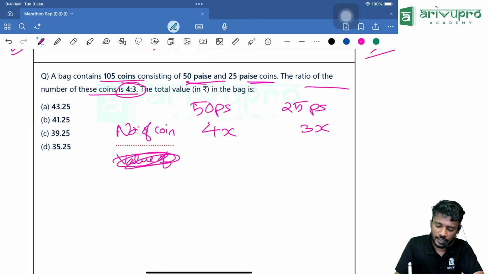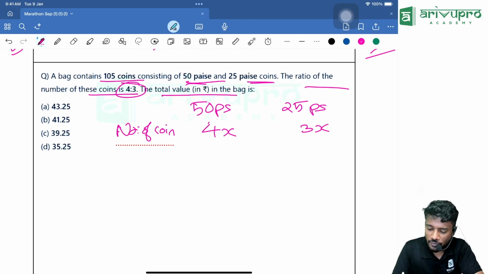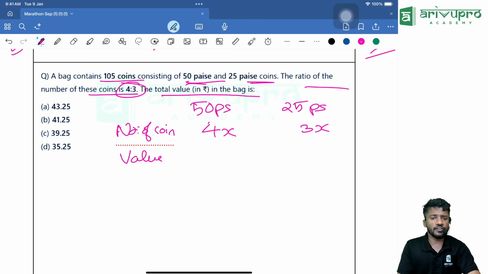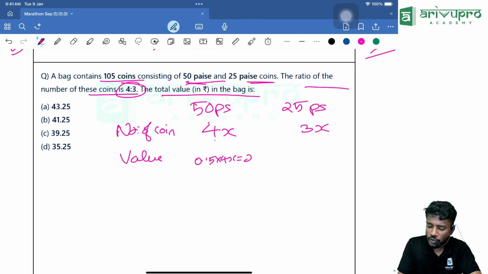Oh, one more thing, it's direct. They are asking total value in the back. Yes, we will write the value. Value is how much? 50 paise's value is how much? 0.5. Am I right? 0.5 into 4x is how much? 0.5 into 4x is equal to how much? 2x.